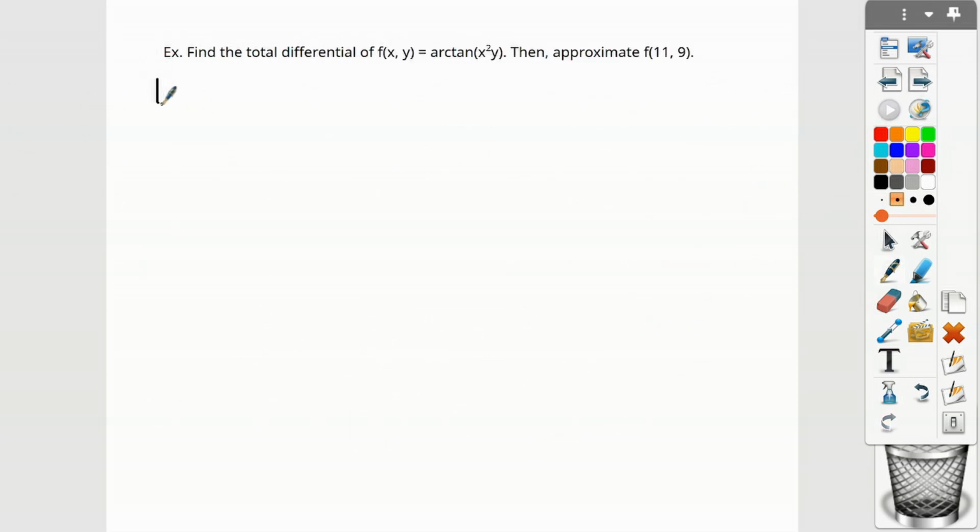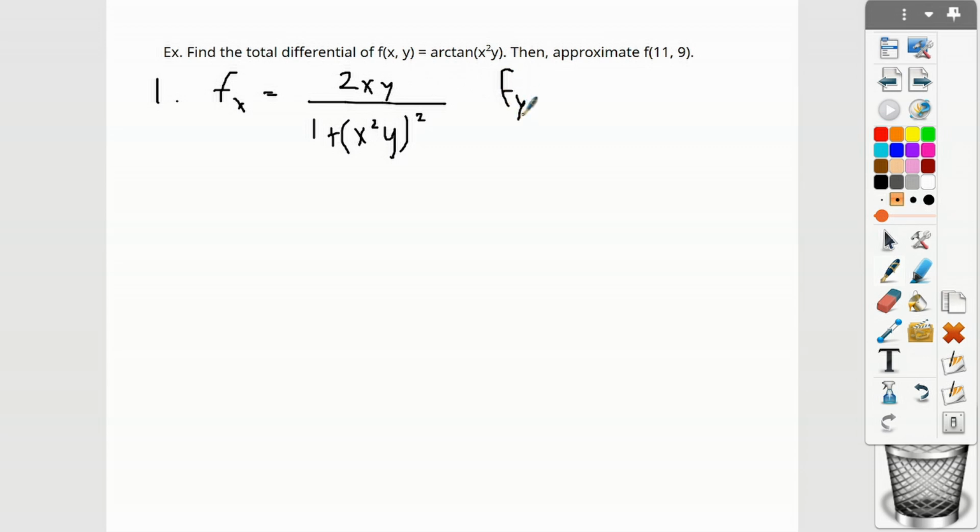So step 1, what we want to find is the total differential. So let's do the question in order. We could just go through the entire thing, but let's do the question in order. So df is equal to f sub x. What's f sub x? So that's actually step 1. F sub x is equal to 1 over 1 plus, I'll leave the top blank, 1 plus x squared y squared. That's the derivative of arctan. And then the top would be the derivative of the inside, which is 2xy.